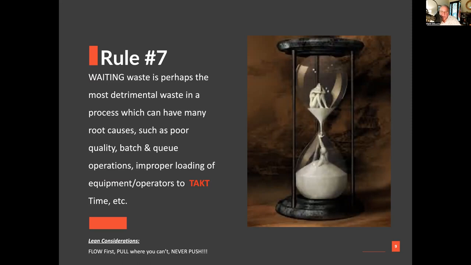it affects your quality, your batch and queue operations, built-up quality issues like we talked about earlier, improper loading of equipment, operator detect time, all this stuff. Waiting time is huge. And, you know, when people ask me, hey, Mark, what do you do for a living? And I tell them I do lean management. And after I get past the fact that I have to explain that I'm not a weight loss program or a diet program, which in a way we kind of are, right? We're taking waste away from a process.